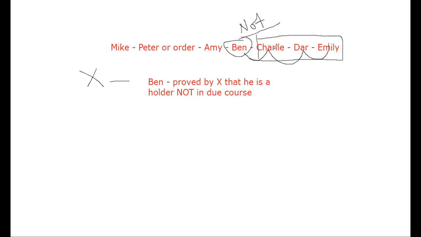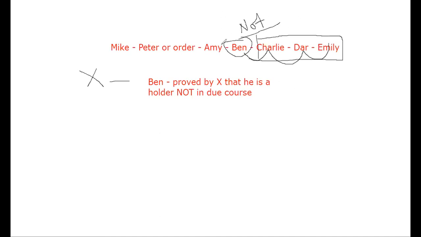But how about if Ben, before he negotiated that instrument to Charlie, Charlie to Dar, Dar to Emily, it is not yet shown that he is a holder not in due course, in which case Charlie, Darren, Emily will enjoy the presumption of being a holder in due course. Kung nauna yung negotiation bago yung presentation ng proof that Ben is a holder not in due course, then Charlie, Darren, Emily will enjoy the presumption of being a holder in due course. Pero sa example natin kasi, sinabi ko, nauna na.